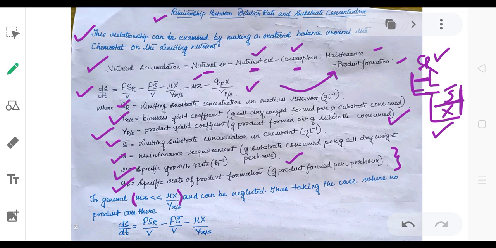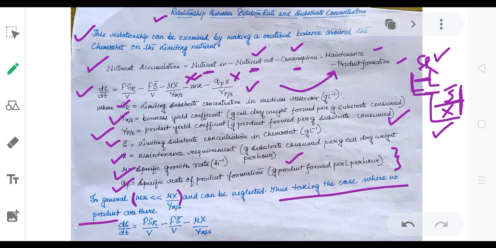So we are neglecting the mx, and since we are concerned with the consumption, that means how much substrate has been consumed to produce the product and to produce the biomass. So we are also neglecting the product, taking the case when no products are there. When products are not formed, you basically neglect the last two terms, mx and qpx/Yp/s, and you simplify the equation.